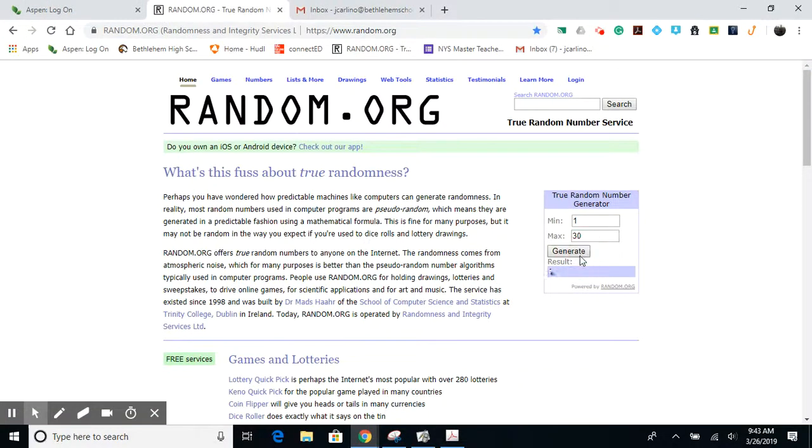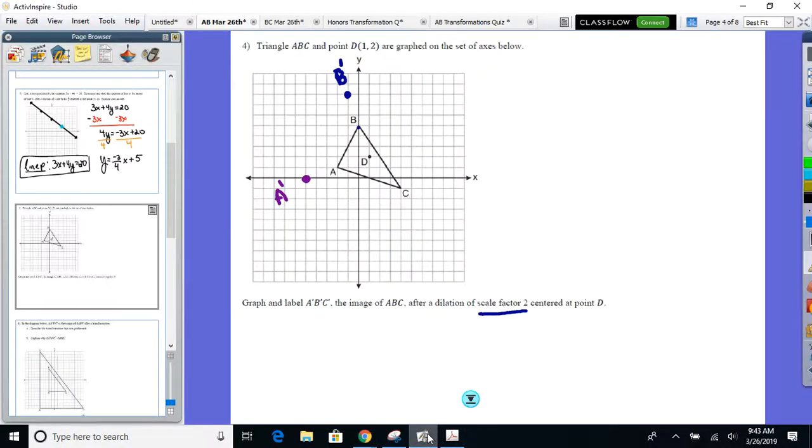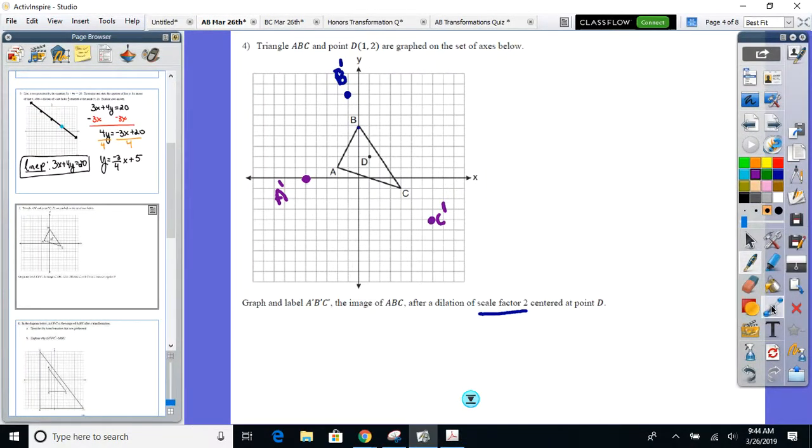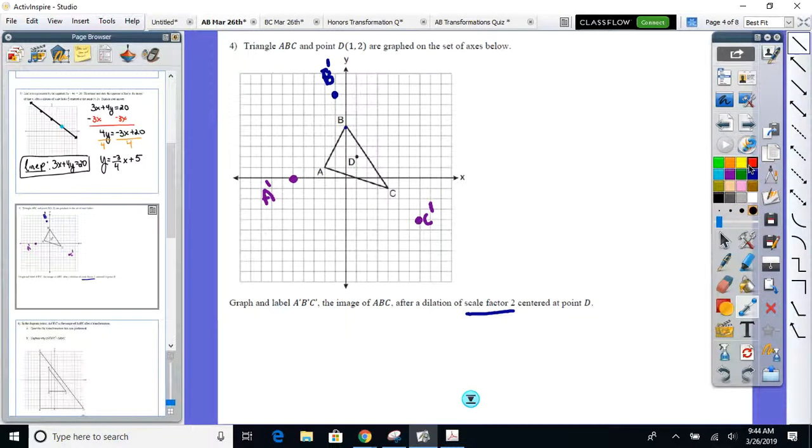All right, and then I need a little help. Number 3 with point C. 1, 2, 3, over 1, 2, 3. Ready? Down 1, 2, 3. How many am I going over? 1, 2, 3. C prime. And yep, your triangle should get bigger because that scale factor is bigger than 1.